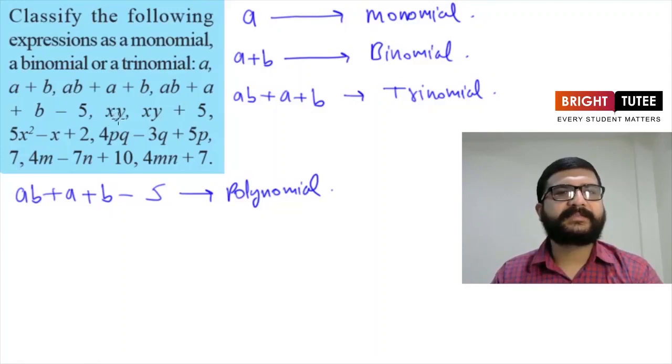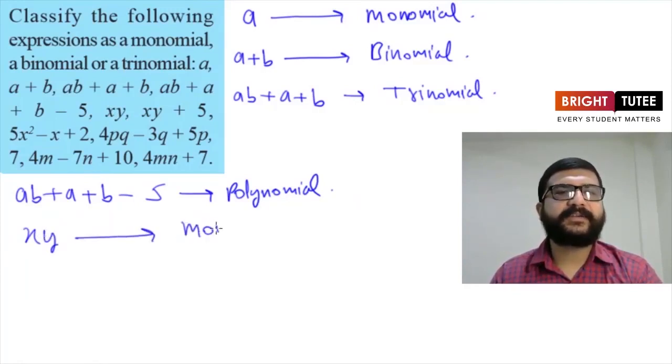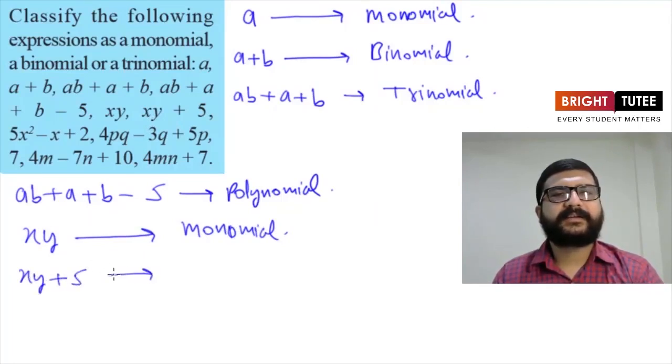And then the next expression is xy. So what do you think about this expression xy? As there is only one term, it is monomial. And then we are having xy plus 5. So xy plus 5. How many terms are there? There are 2 terms. So it means it is a binomial.